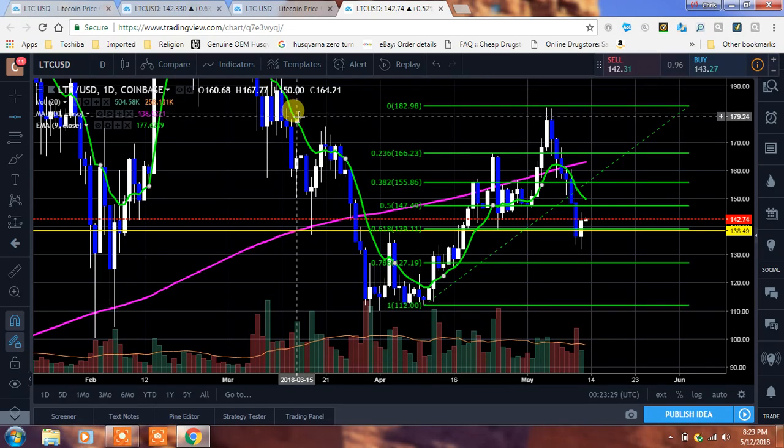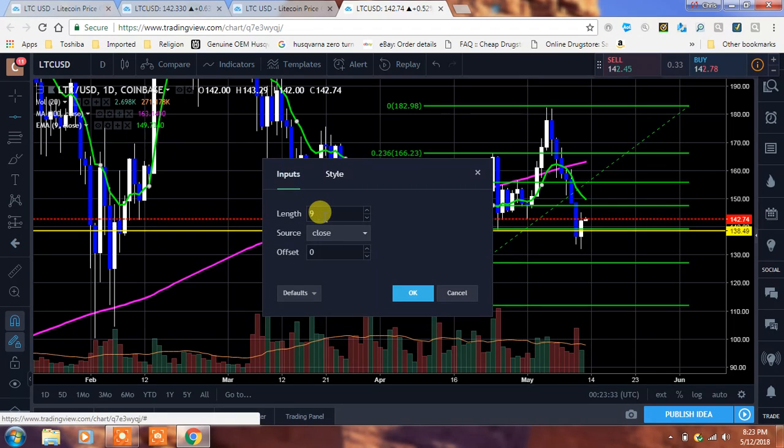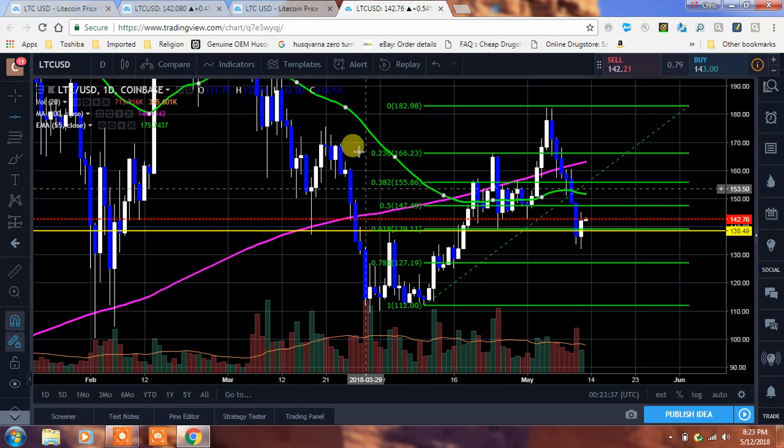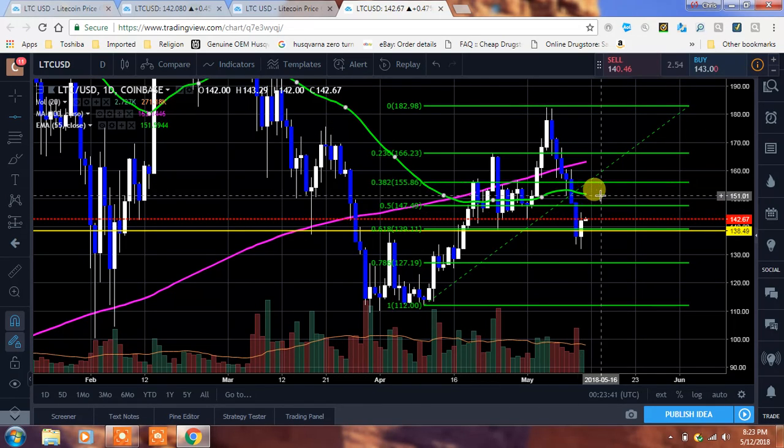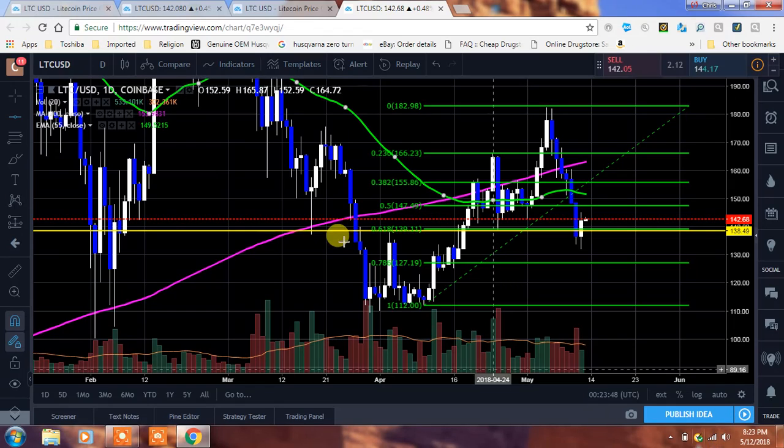I want to thicken up the line for you so you can see it a little better. So right here is our 55. No, I'm sorry, that's on the 9. We need to change our inputs. Let's go to the 55 EMA. That's an important one to pay attention to. So right here in the green, guys, coming down, that is going to be overhead resistance at $151 on the daily.